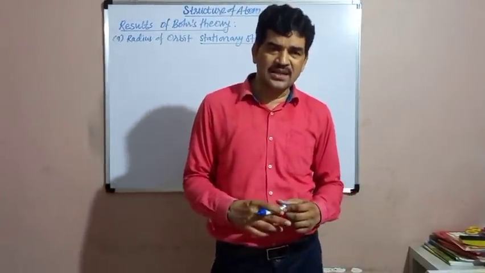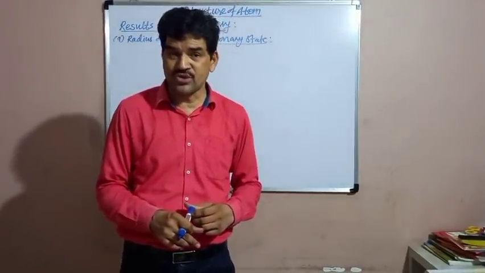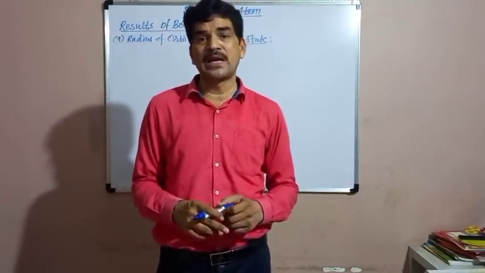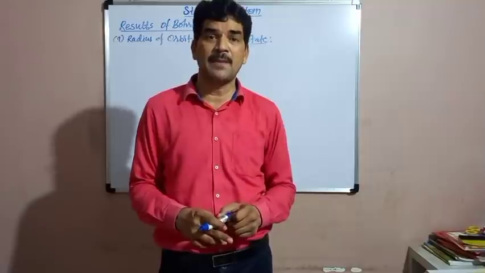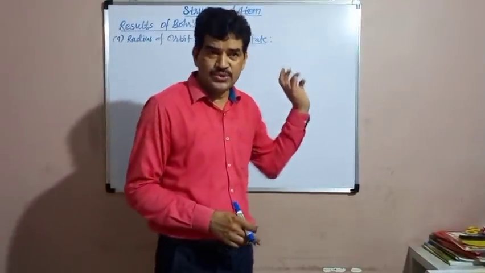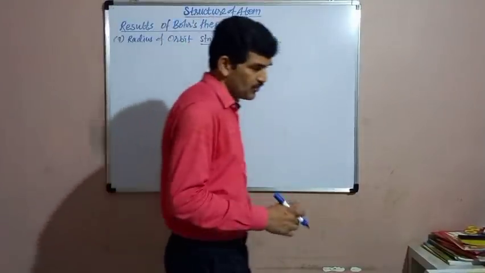Further, in the hydrogen atom, which orbits will be permitted orbits? That we have studied. Only those orbits are permitted in which the angular momentum of electron is an integral multiple of h by 2 pi. All these are the features of Bohr's theory. Today, we are going to study the results of Bohr's theory.